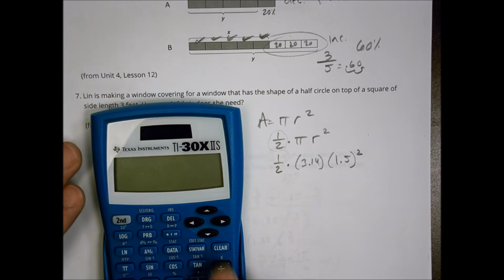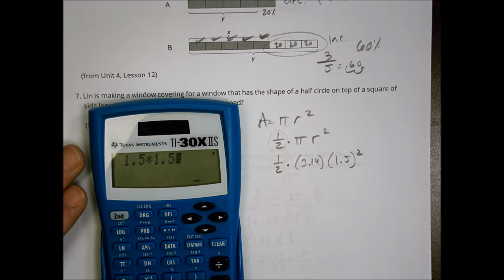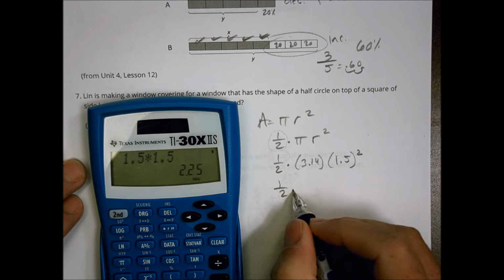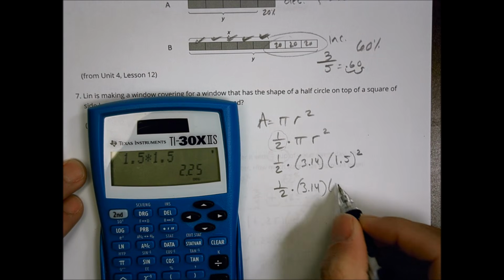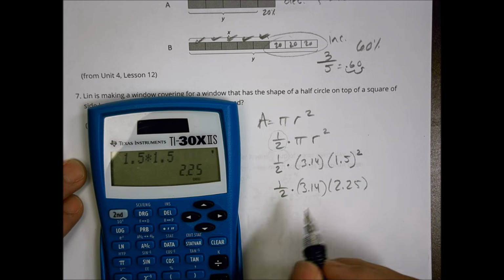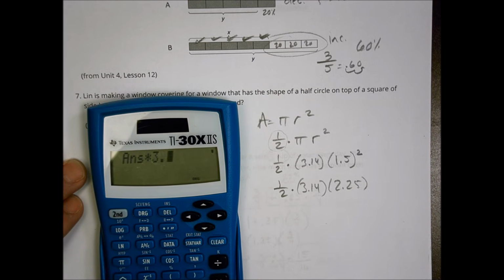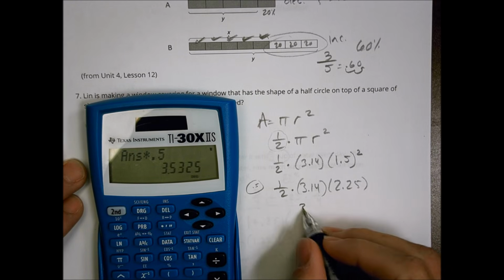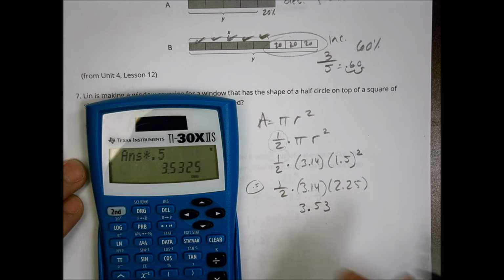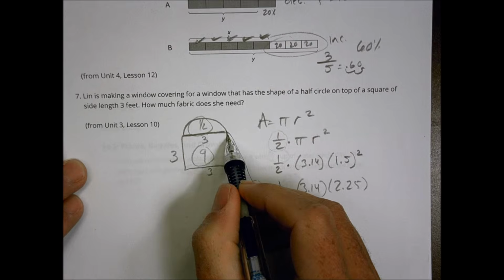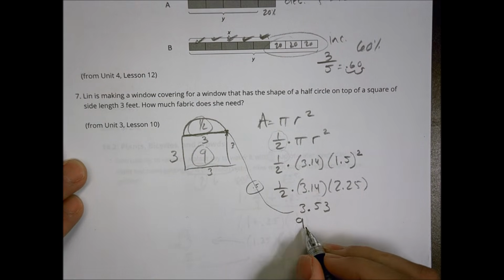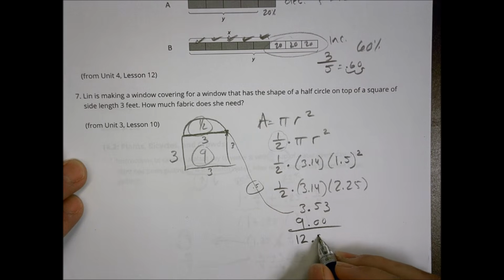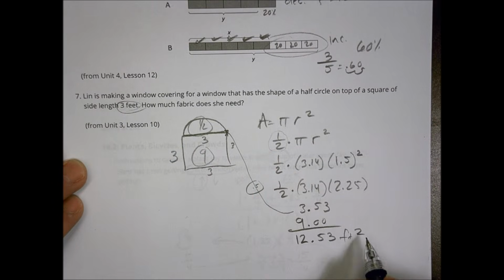Okay, so let's take a look at this. 1.5 times 1.5 is equal to 2.25. So I have 1/2 times 3.14 times 2.25. Okay, so let's do this here. 2.25 times 3.14, and times a half. 0.5 times that equals 3.53. And I'm just going to leave it there for that part. So the semicircle is 3.53. I add that to the square, and I end up with 12.53. In this case here, we said it was feet, so feet squared is going to be my solution there.